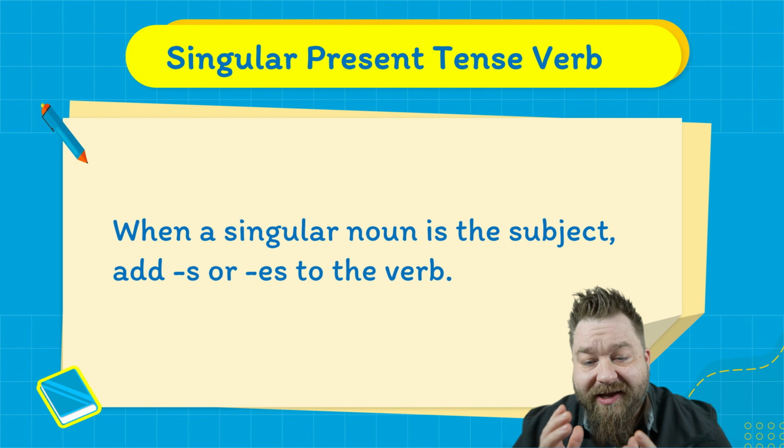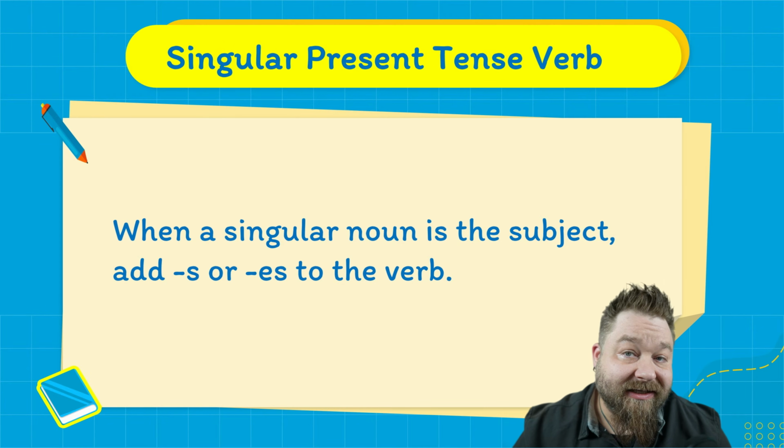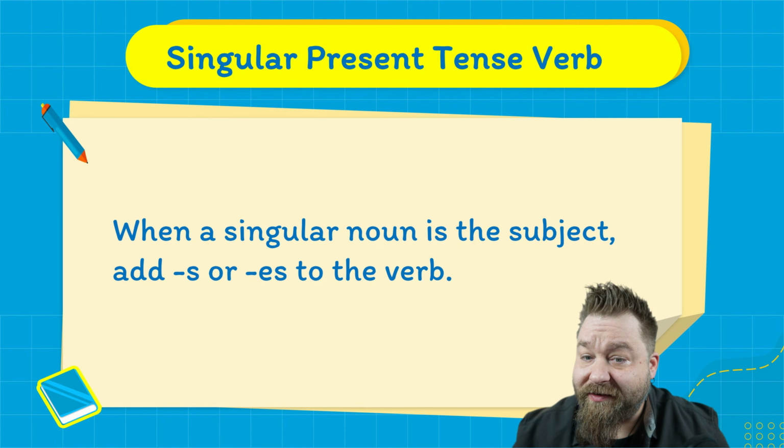We've learned things about verbs before, like singular and plural. So, what about singular present tense verbs? Well, it's pretty simple. When a singular noun is the subject, we're going to add an S or an ES to the verb. Let's take a look at an example, okay?